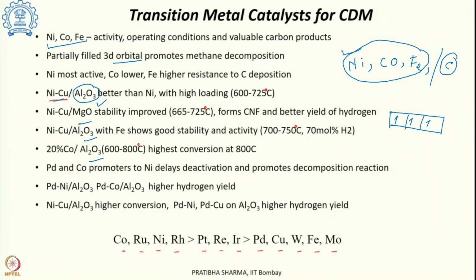Just remember cobalt, ruthenium, nickel, rhodium, platinum have higher activity than rhenium, iridium, palladium, copper, tungsten, iron, molybdenum. This ordering is done on the basis of the activity of the transition metal catalysts. The base transition metal catalysts are like nickel, cobalt, ruthenium.